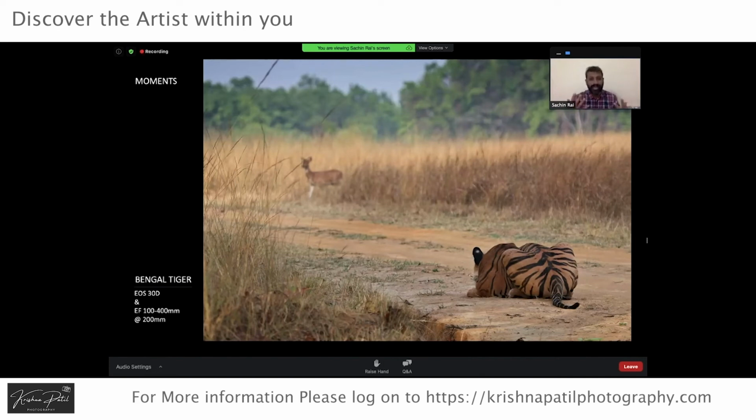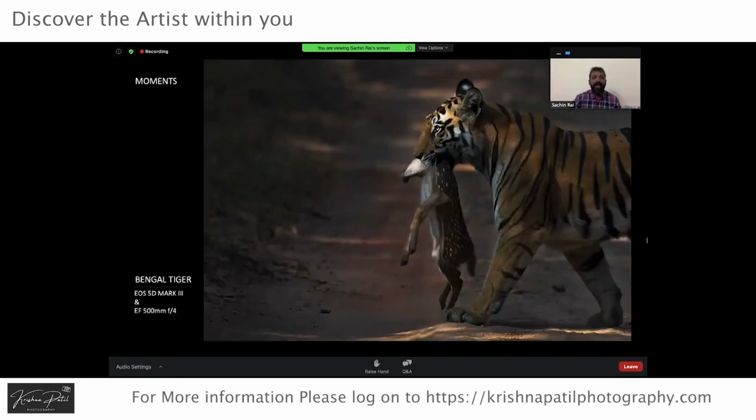Then you're not taking a storytelling picture, right? So this would be helping your composition. So if you are looking for these kinds of pictures, it will help your pictures. A tigress carrying a baby spotted deer for her own cubs. She had 2-3 cubs at the time, very small cubs, and she was taking this meat for the cubs to eat. So this again can be a storytelling.